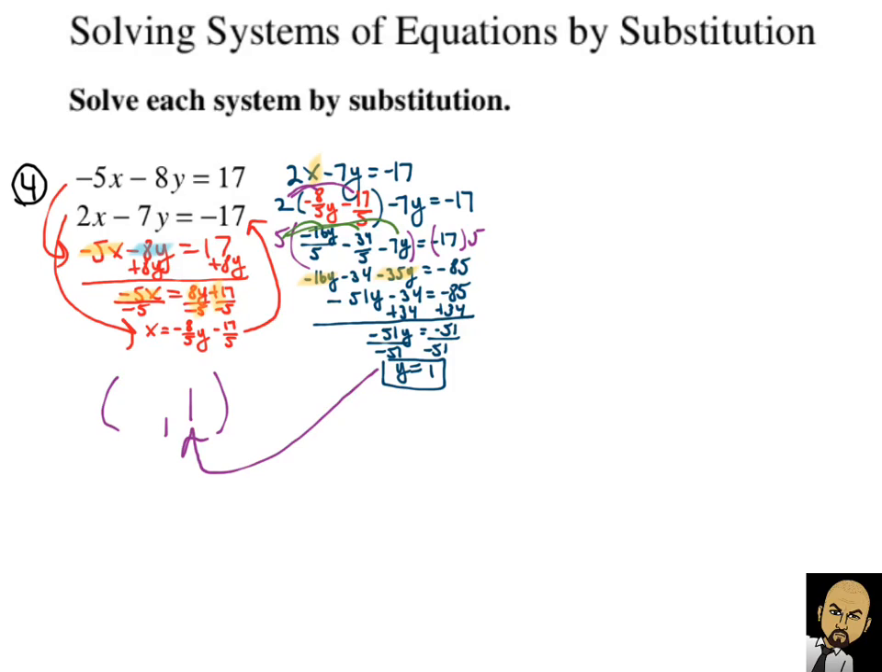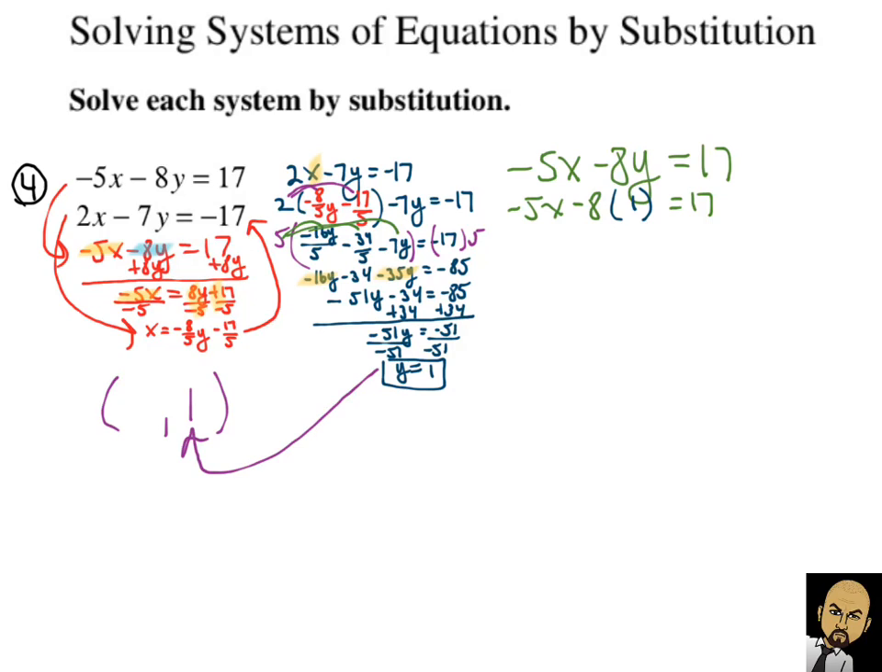So let's go ahead and now take that value of y and substitute into one of the equations. In this case, it doesn't matter which one, but I'm going to choose the first one because to me that seems a little bit easier. So instead of negative 5 times x minus 8 times y equals 17, it's going to be negative 5 times x minus 8 times positive 1, because y equals 1, equals 17.